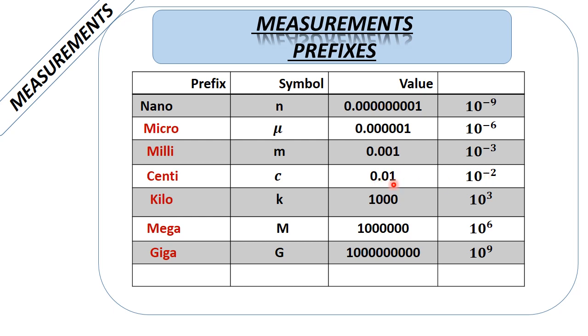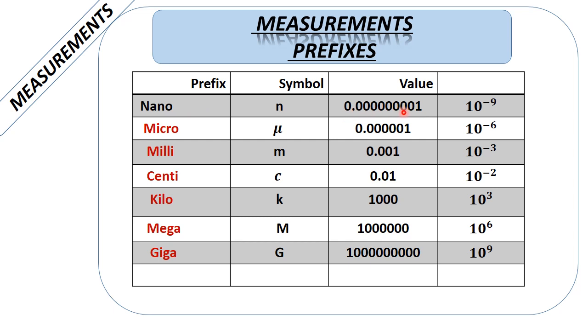So this is how to recall the prefixes. Let's just go through them. So this is nano, represented by small letter n, and it has got 9 zeros. This one is easier to remember. Nano sounds like 9, so you can use that. So it has got 9 zeros.